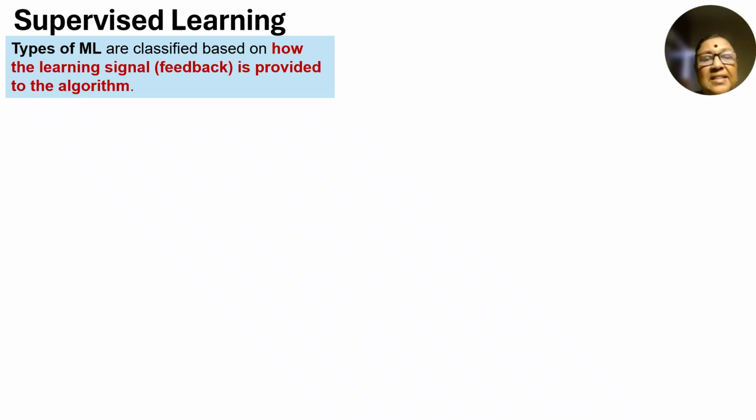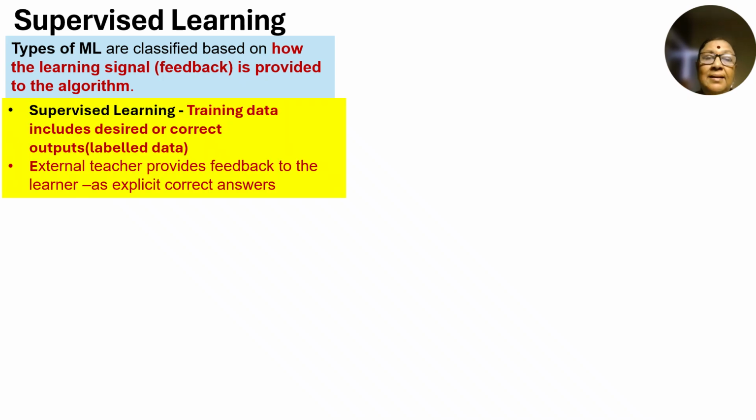Supervised learning is a type of machine learning, and types of machine learning are generally classified based on the type of feedback you give it. In supervised learning, you're given training data which consists of both the input and the correct output, or the labels as it is known. It's like a teacher giving the input and the correct answer, helping you to train.